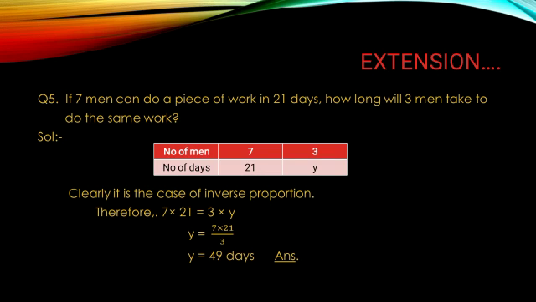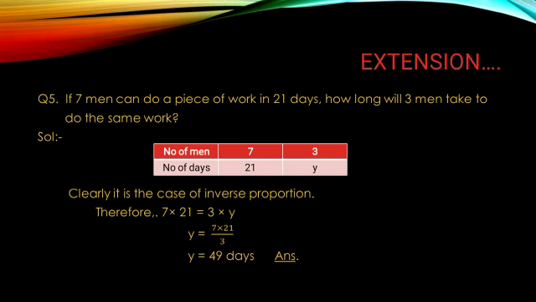First it was 7, right? And they were taking 21 days. Now we are going to decrease the number of men, and definitely the work will end after more than 21 days. They will take more time. So what is our common sense saying? It is saying that this is the case of inverse proportion.